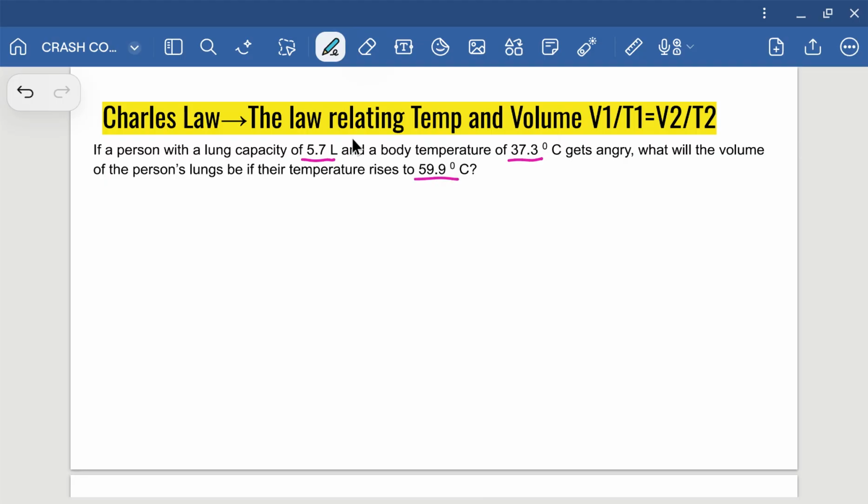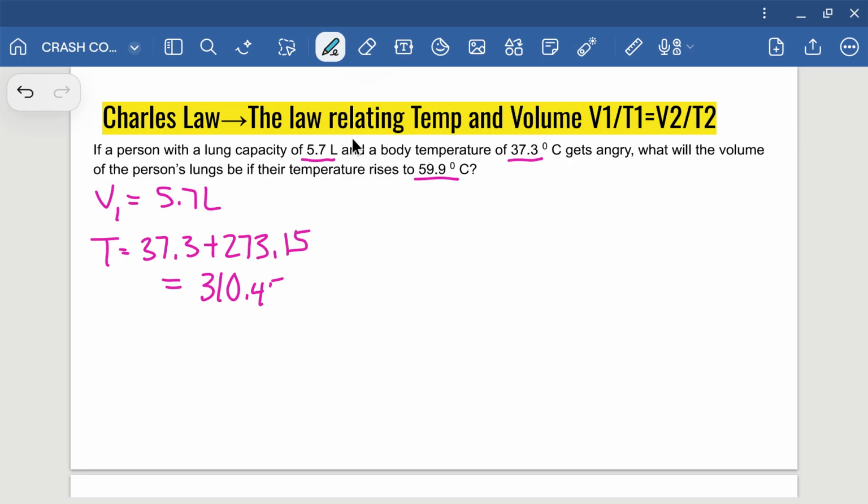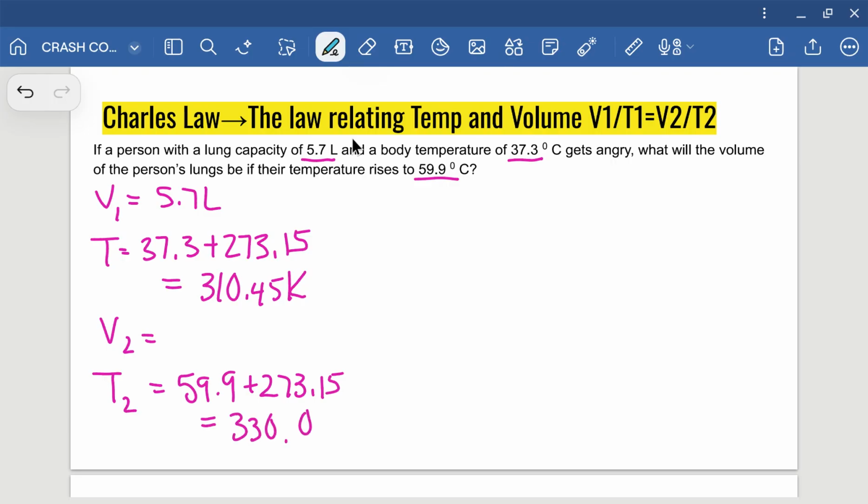In this question, we don't have to add anything together. It does give you T2 exactly. What we do have to do is convert our temperatures. Here, your original volume is 5.7 liters. Your original temperature was 37.3, which we have to add to 273.15, and that will give you 310.45 Kelvin. We want to know the new volume if the next temperature is 59.9 degrees Celsius. Again, we have to turn that into Kelvin, and that will equal 330.05.